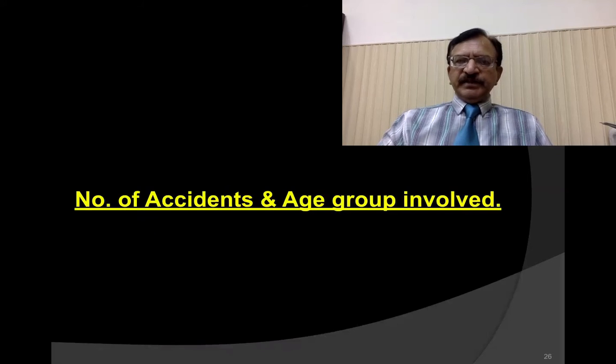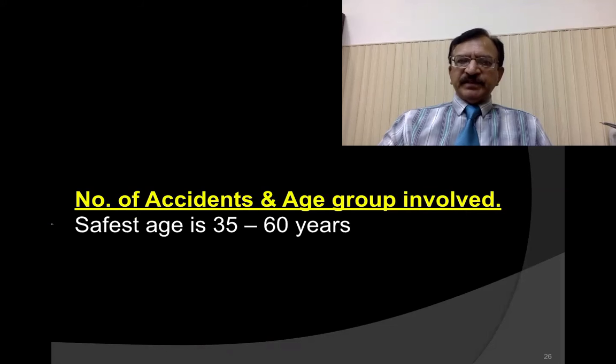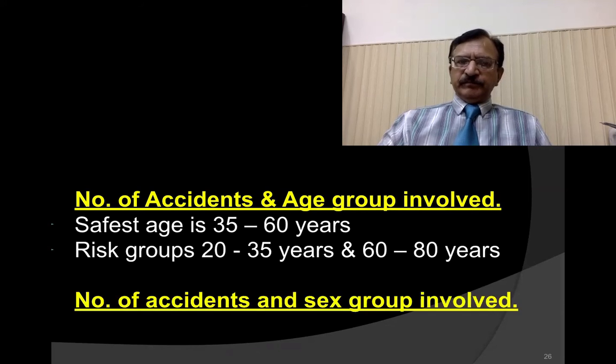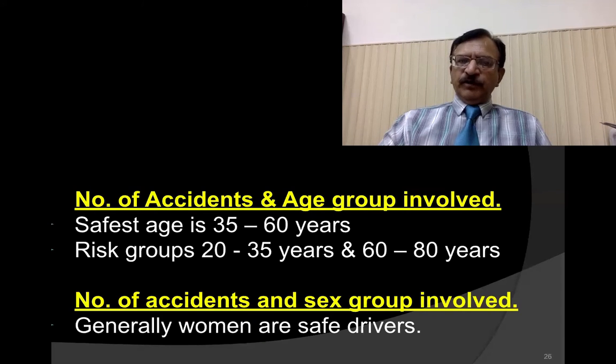So the number of accidents and the age group involved. The safest age is presumed between 35 to 60 years. And the risk group is between 20 and 35 years and 60 and above. The number of accidents and sex group involved, generally the women are presumed to be safe drivers.